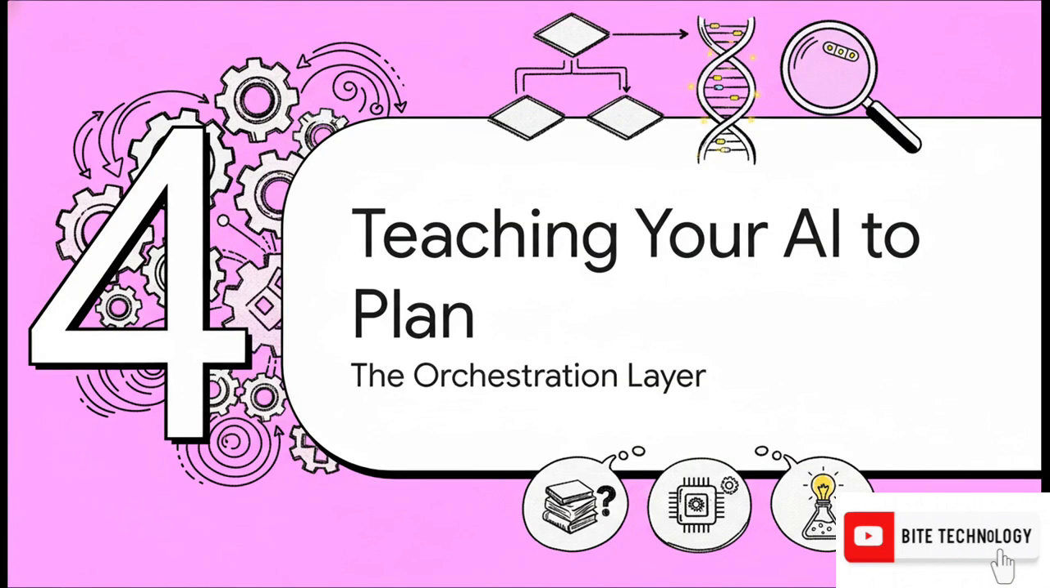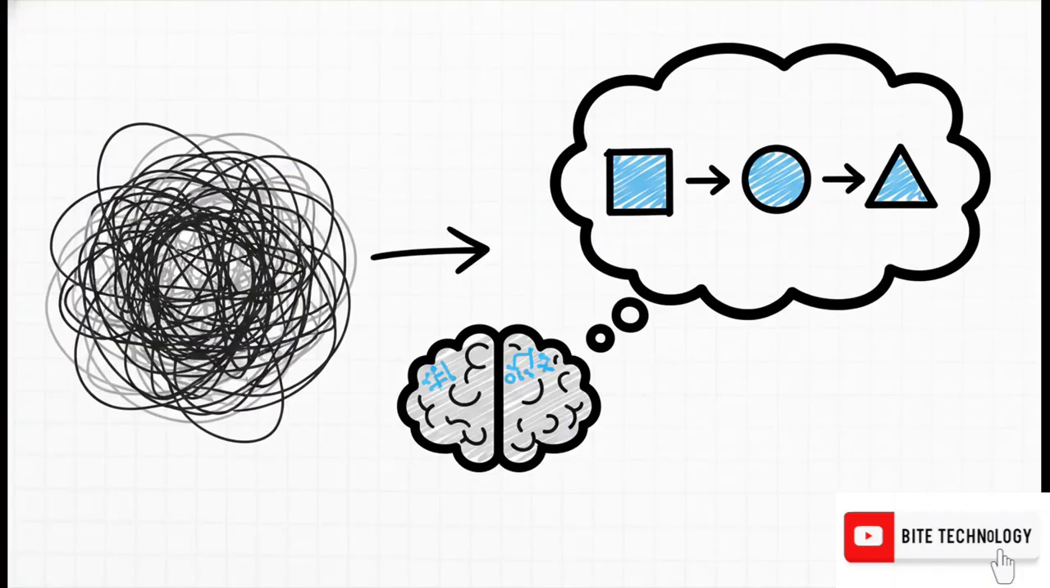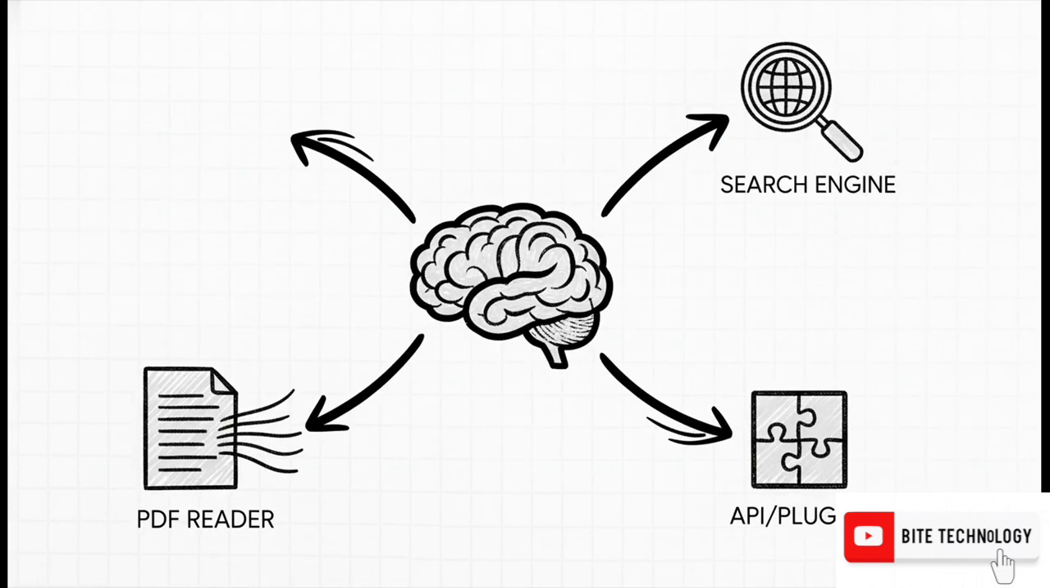Okay, so our AI is smart and it's informed. Now for Section 4, teaching your AI to plan. A complex query like summarize the top 3 breakthroughs in gene editing this month, well, that requires more than just a single step. This is where the orchestration layer comes in. The very first thing the model does is think. It uses its internal reasoning to break down that big, complex request into a series of smaller, manageable tasks. It literally creates a plan of attack. Then it executes that plan.